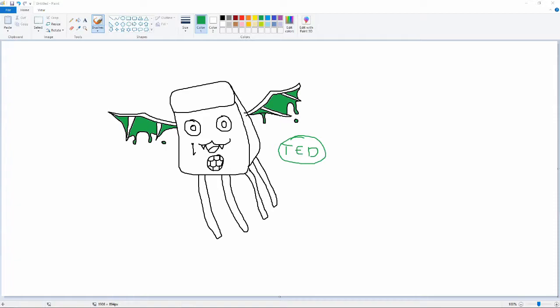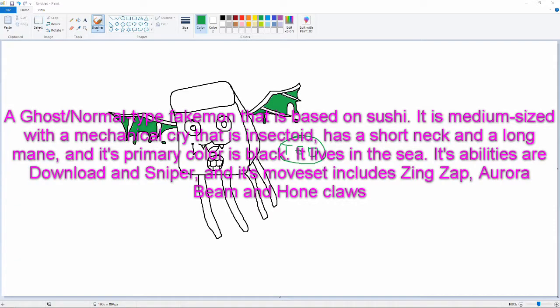Okay, and the next one is a ghost normal type Fakemon, which is based on sushi. It's a normal sized creature with a mechanical cry that is insectoid. I don't really know what that means. With a short neck and a long mane, and its primary color is black. It lives in the sea.